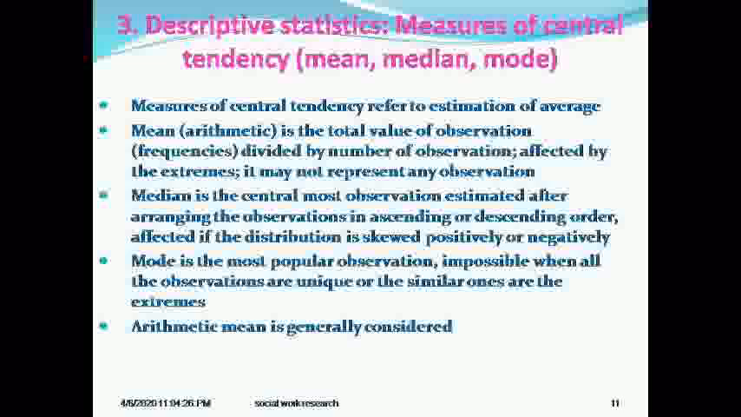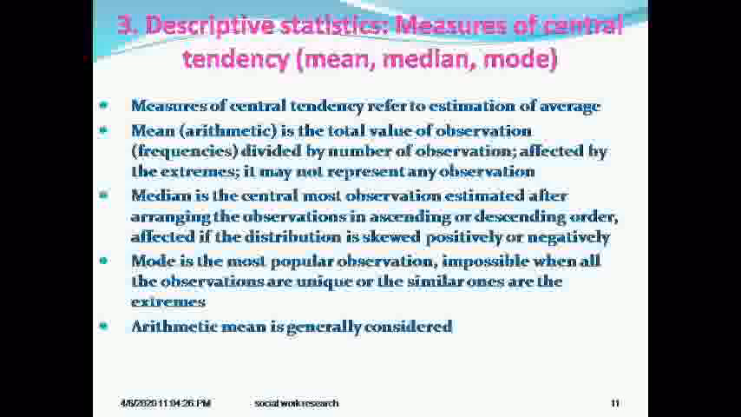The second average is called median. Median is the central most observation estimated after arranging the observation in ascending or descending order. The disadvantage of median is that it is affected if the distribution is skewed positively or negatively, which means sometimes some observations that are common may be occurring in the beginning or towards the end of the distribution.